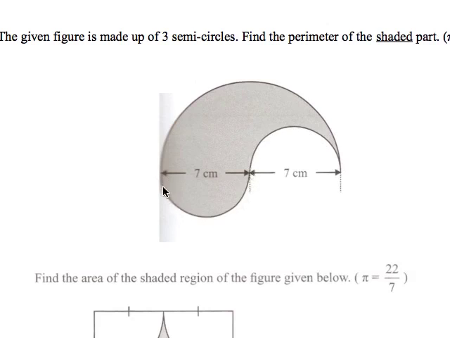Before you start, make sure you understand one more thing: the perimeter of this semicircle and the perimeter of this semicircle are actually the same because they both have the same diameter. And again, don't take the diameter as the radius. The radius is 3.5 cm, it's half. So let's do this right now.